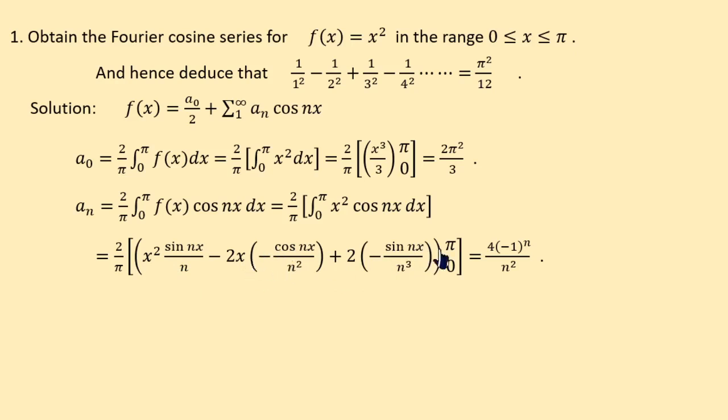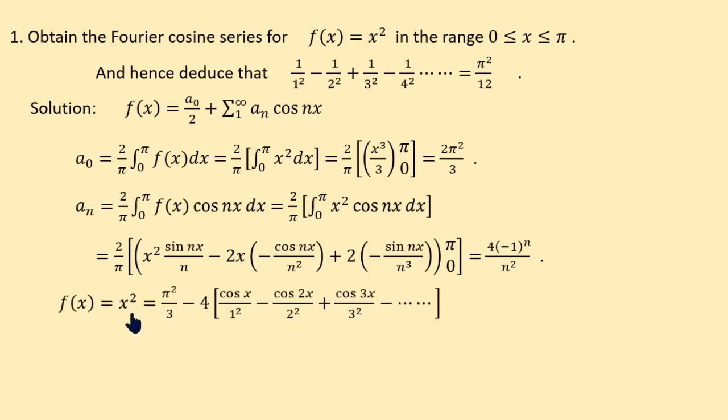And here for the upper limit, minus 2 pi into minus means 2 pi cos n pi by n square. For the lower limit, x is 0 means this is 0. Therefore 2 into 2, 4 cos n pi by n square. Here x is pi, so this pi cancels, so 4 into minus 1 power n by n square. This is an. Now substitute a0 and an value in f of x.